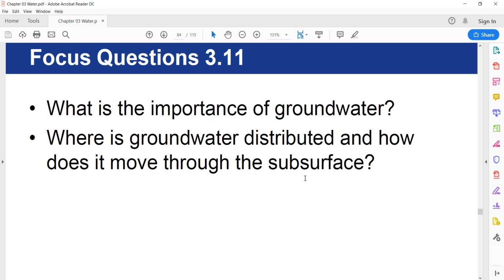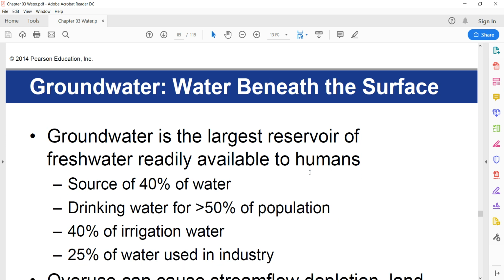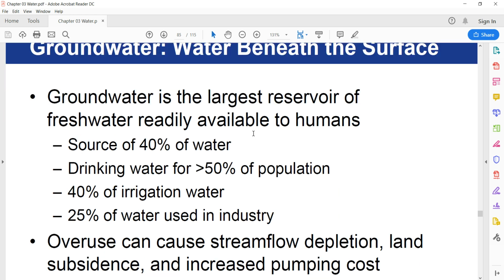What is the importance of groundwater? Where is groundwater distributed, and how does it move through the subsurface? First, let's understand why groundwater is important. Groundwater is the largest reservoir of fresh water readily available to humans. Pay attention to this term: readily available to humans.